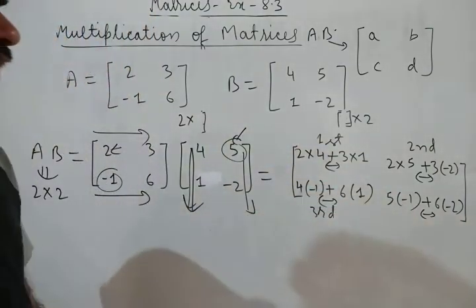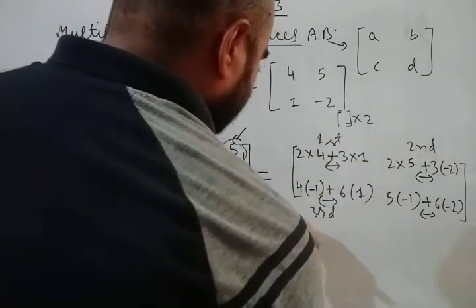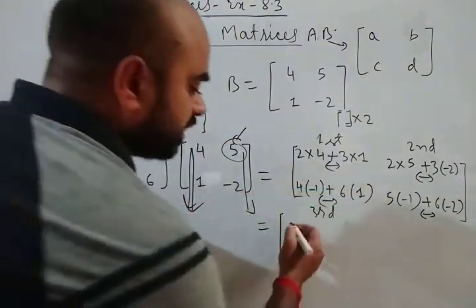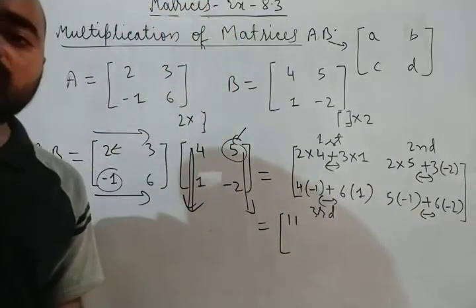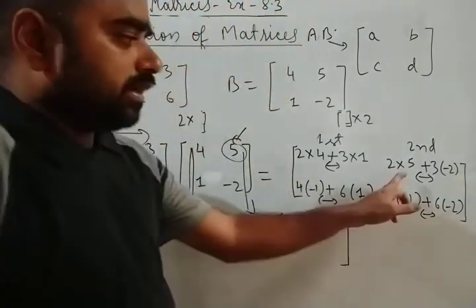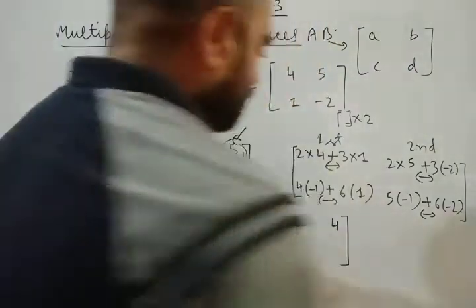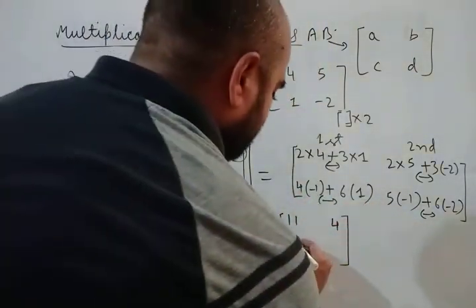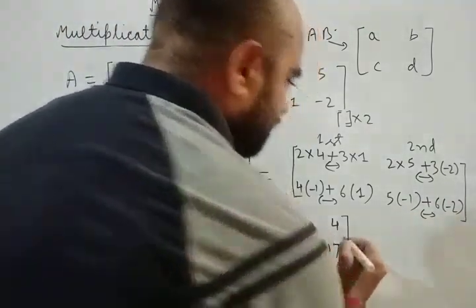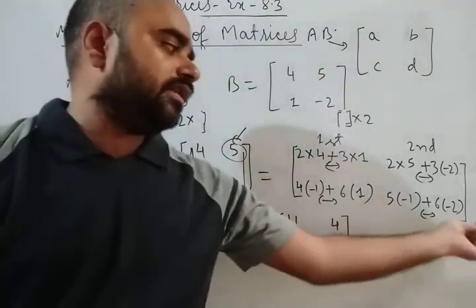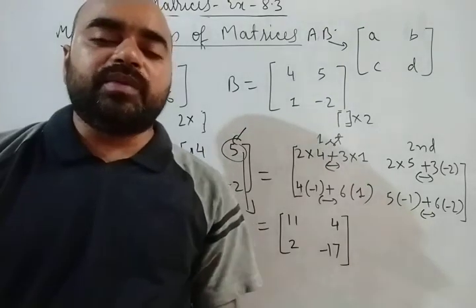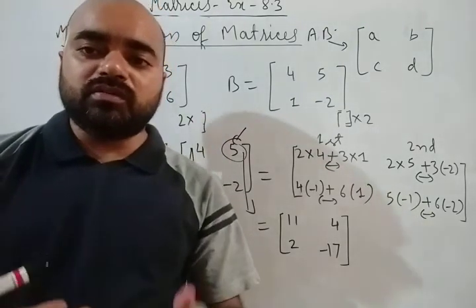Correct? Now, what is the final matrix? Final matrix is 4 into 2, 8 plus 3, that is 11. Correct. Next is 10 minus 6, that is 4. Next is minus 4 plus 6, that is 2. Minus 5 minus 12, that is minus 17. Correct. You can see this is the required matrix AB. Now you have understood a little more.